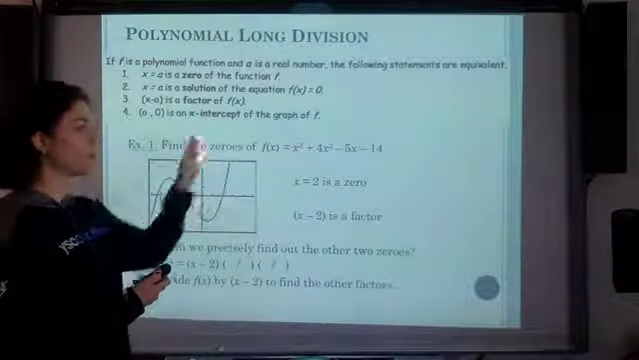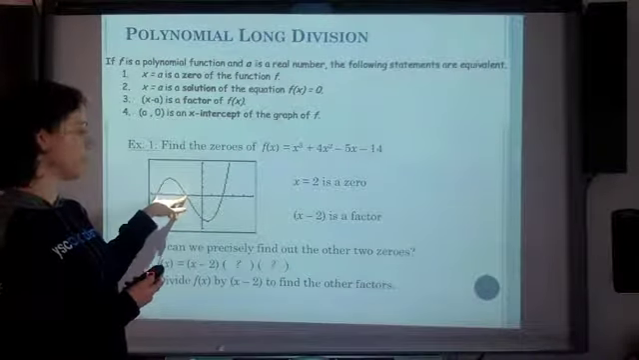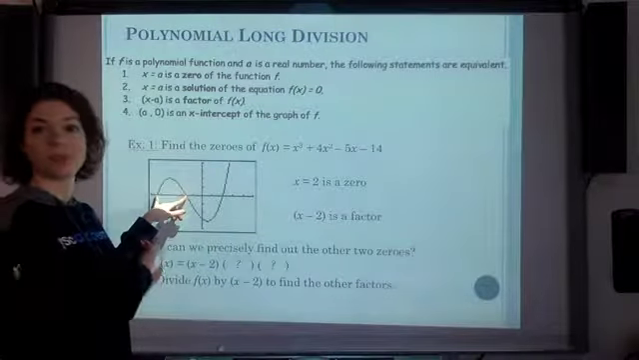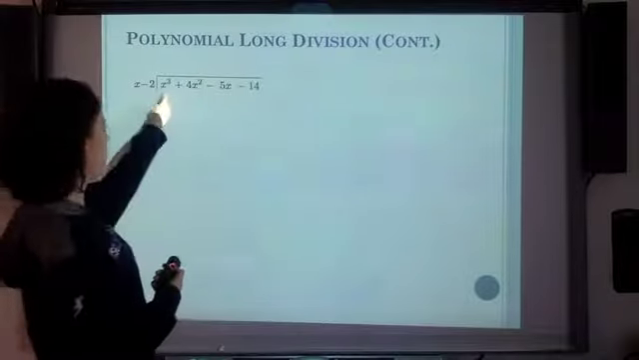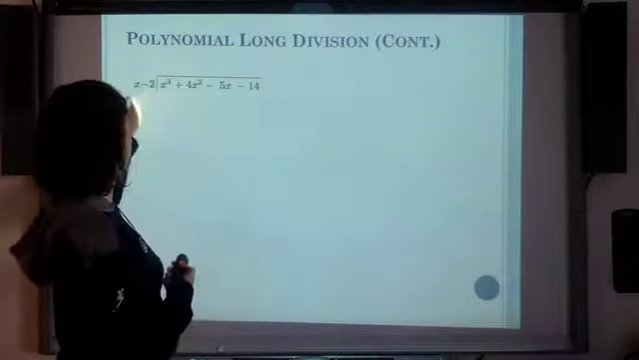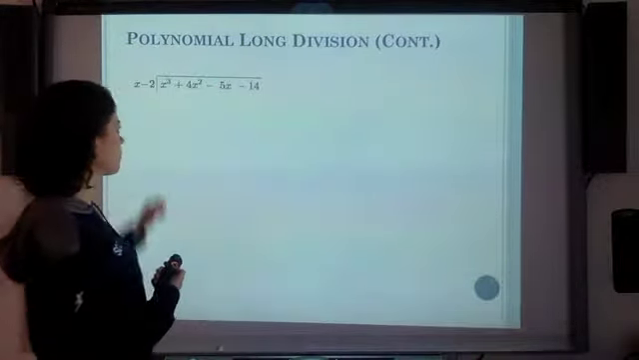So we would know how to factor our entire polynomial and find these other 2 zeros that we can't figure out from the graph. So here's the setup. I've taken f of x, and I'm dividing by x minus 2.